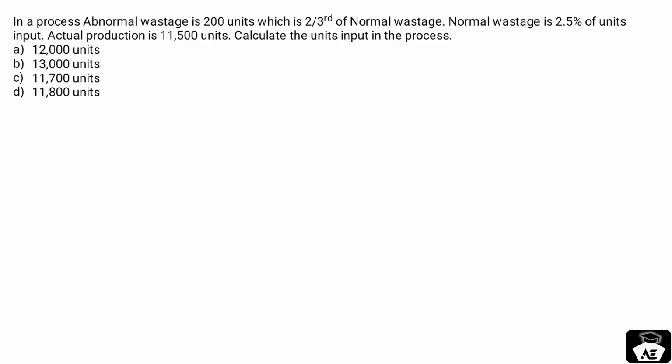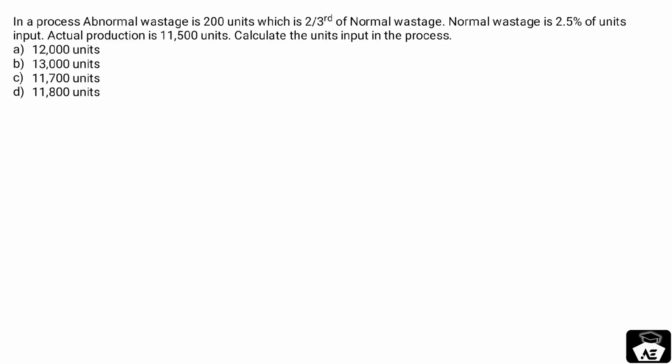In a process, abnormal wastage is 200 units, which is 2/3 of normal wastage. Normal wastage is 2.5% of units input. Actual production is 11,500 units. Calculate the unit input in a process. Now, it is a bit difficult question, so you have to read it twice. You are given a few things. First thing is abnormal wastage in units, and उसका indication दिया है that this abnormal wastage is 2/3 of normal wastage.